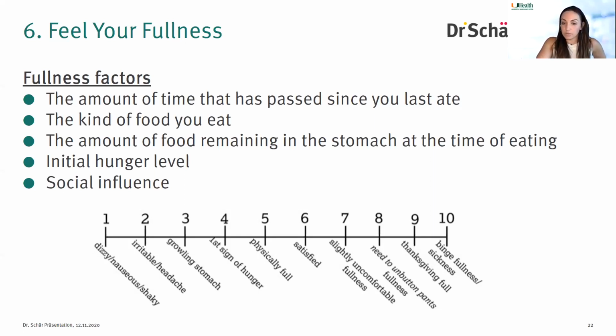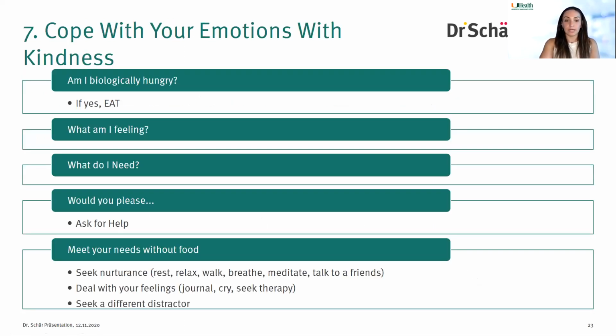And then the kind of food you eat. So we know that macronutrients play a role in how we may feel after a meal. Obviously, a very high fat meal is going to make us feel more full for a longer period of time than something that's higher in sugar. And then the amount of food remaining in the stomach at the end of eating, your initial hunger level, and then also social influence. So something else to think about with hunger is that when you're in a social situation and you're eating, you may eat a little bit more. Again, that's okay, and recognizing that's okay, but being mindful of these different factors that go into eating.